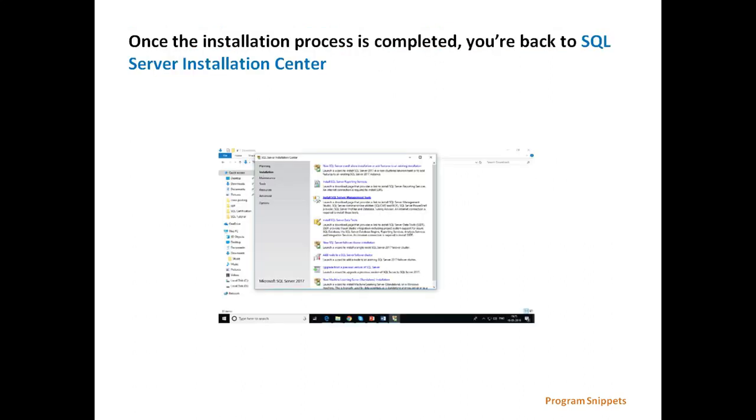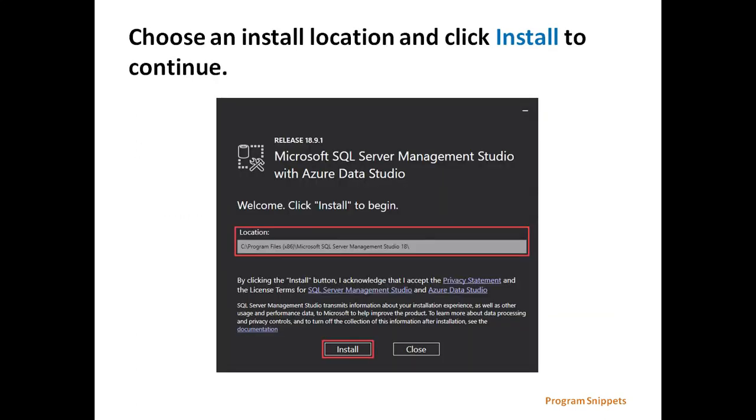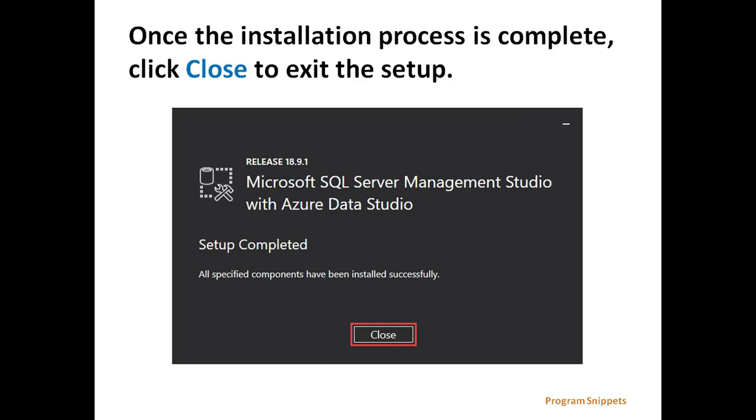Once the installation process is completed, you are back to SQL Server Installation Center. Download the install file from the SQL Server Management Studio download page. Scroll down and click the link to download SSMS 18.9.1. Open the install file to start the setup. Choose an install location and click Install to continue. Once the installation process is complete, click Close to exit the setup.